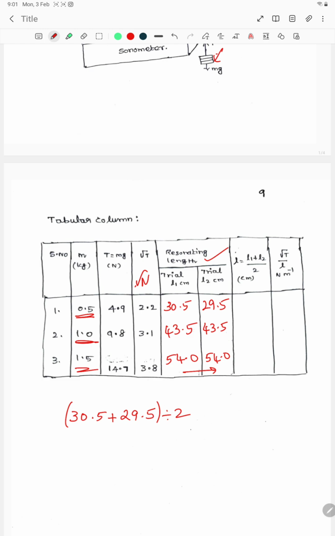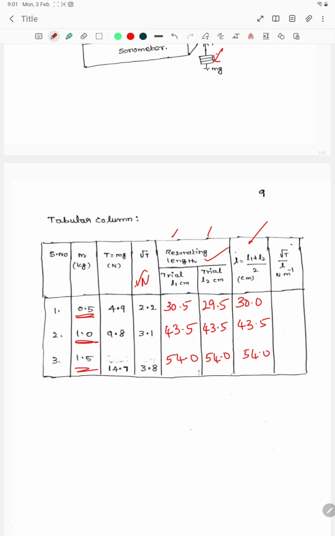And the value here is 30.0, and here it will be 43.5 and 54.0. So as you can see, we have calculated the mean value of the length. The two L values, we will take the average and enter in this column.